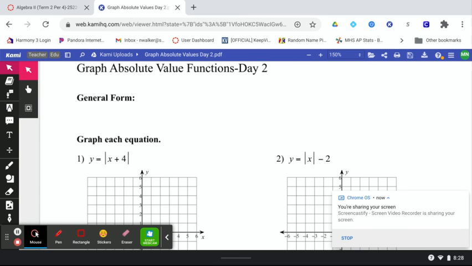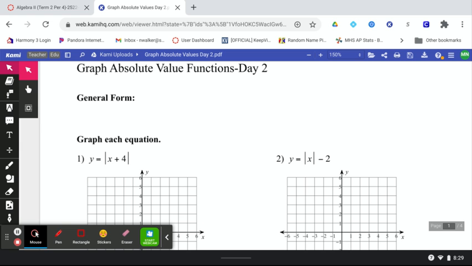All right, today's lesson, we are still graphing absolute value functions. This is our day 2 of, there's 3 days, but this is our 3rd day. And today we are actually going to talk about what the graph looks like if you add or subtract a number after the absolute value. Yesterday we talked about what it was when it was inside the absolute value.